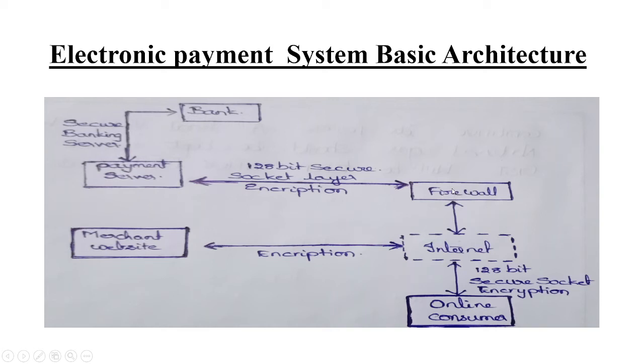So now the consumer reaches to the payment server using 128-bit secure socket layer encryption. Now this e-payment server provides a ways of e-payment options such as credit card, debit card, smart card, or e-money or electronic fund transfer. Once the option is selected, it gets connected to the bank through secure banking server, where the amount is debited using OTP, and once the transaction is successful, then the order is placed to the purchase of the product or service. Hope I am clear about how this basic architecture of e-payment system works.